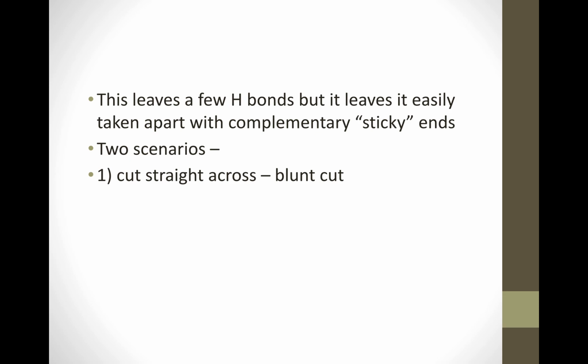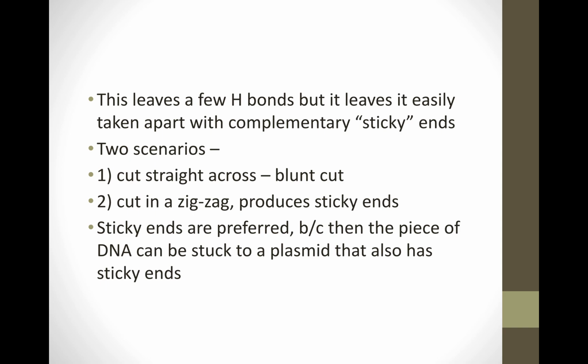So there are different restriction enzymes. One can cut straight across. That's called a blunt cut, sort of like if you're cutting your bangs, you would cut them straight across. Another one cuts in a zigzag that produces sticky ends. That's usually preferred, because then that small piece of DNA can be put in a plasmid that can be used to transform something.